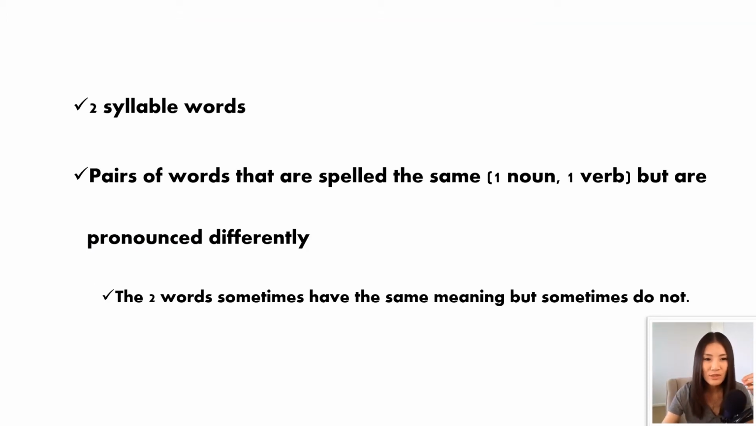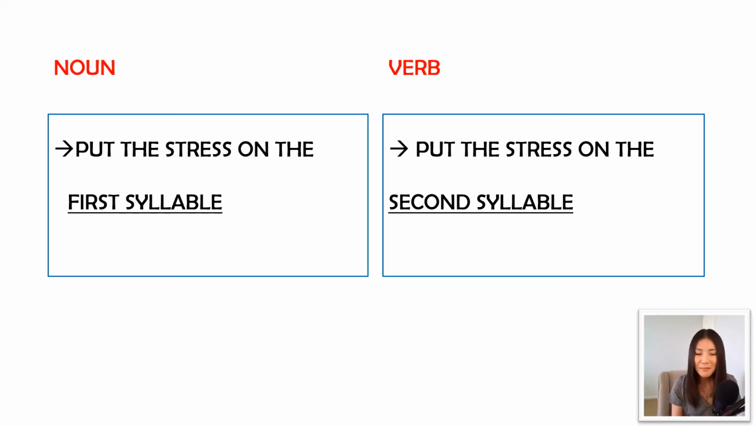In today's lesson, we're looking at 2-syllable words. We're looking at pairs of words that are spelled exactly the same, but are pronounced differently. There are many pairs of words in English that are spelled exactly the same, but one of them is a noun and one of them is a verb. So if it's a noun, you're going to put the stress on the first syllable, and we'll practice doing that. If it's a verb, you're going to put the stress on the second syllable. So again, if it's a noun, stress the first. If it's a verb, stress the second.